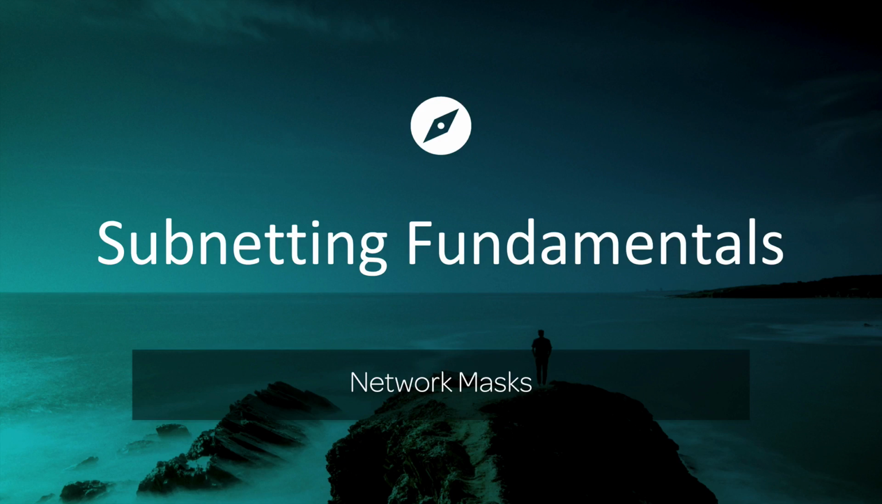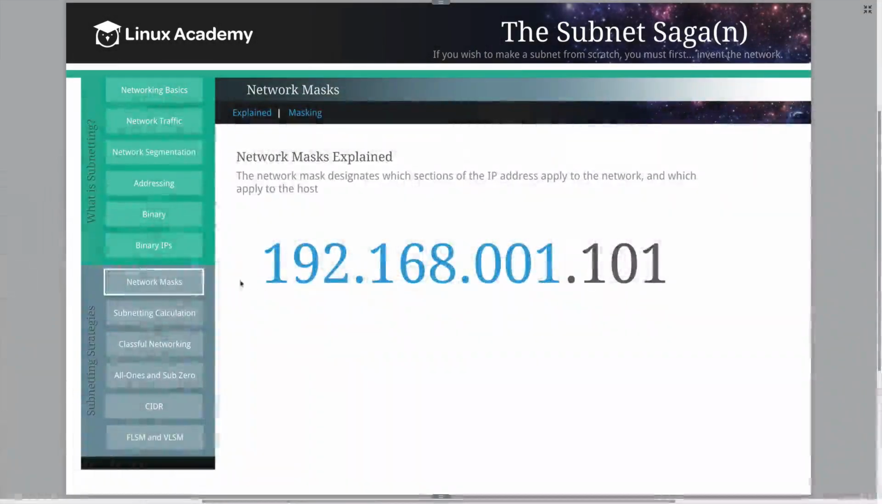So now that we understand IPv4 addressing, and we understand binary, and we understand how we can represent IPs in binary, we can look at how network masking takes place. So let's get started. I'm here in the network masks section of our interactive diagram, and this is where addressing in binary and binary IPs starts to come together. The network mask designates which section of the IP address applies to the network and which section applies to the host.